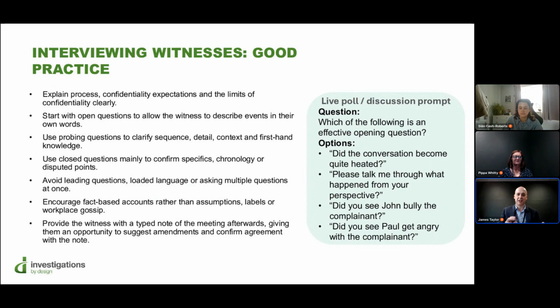Here we're talking about why this is important, because investigations often fall at the meeting stage. The purpose of the investigation, and this is why clarity at the start is important, is to establish facts, not fault. The investigator is trying to understand what's agreed, what's disputed, and what's denied.